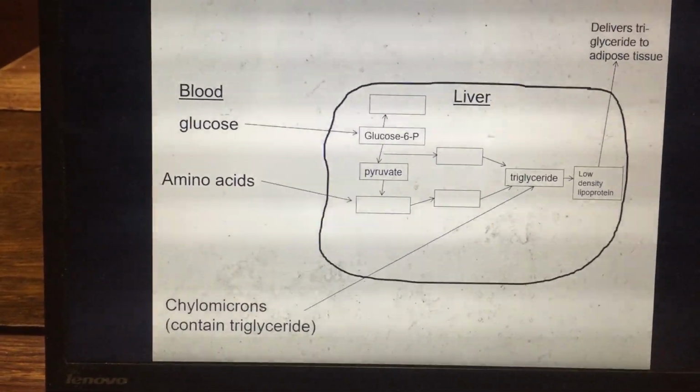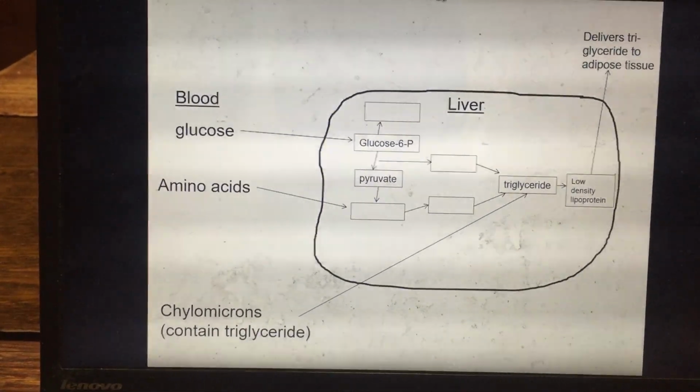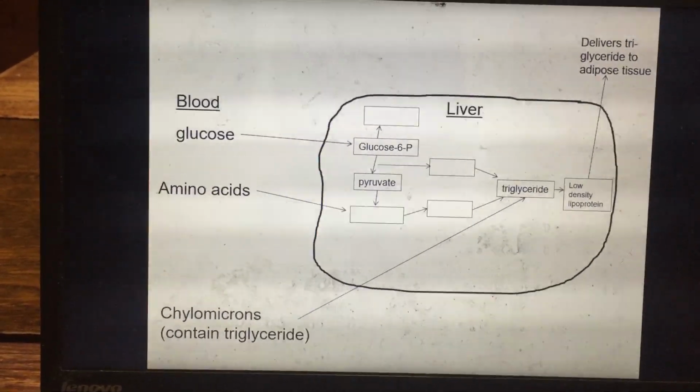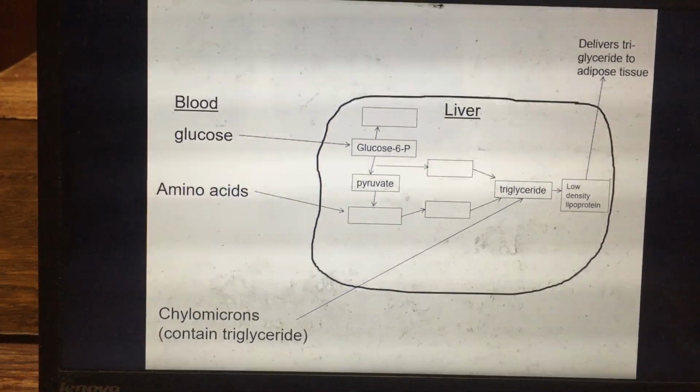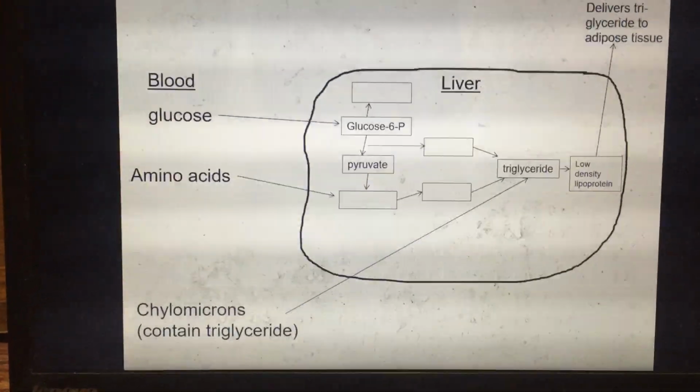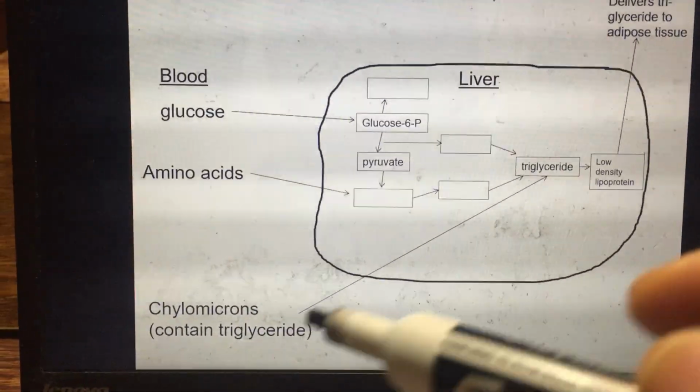This diagram shows you what happens once you've digested fats and how they can be taken up to the liver and then distributed to adipose tissue. So I've got glucose.